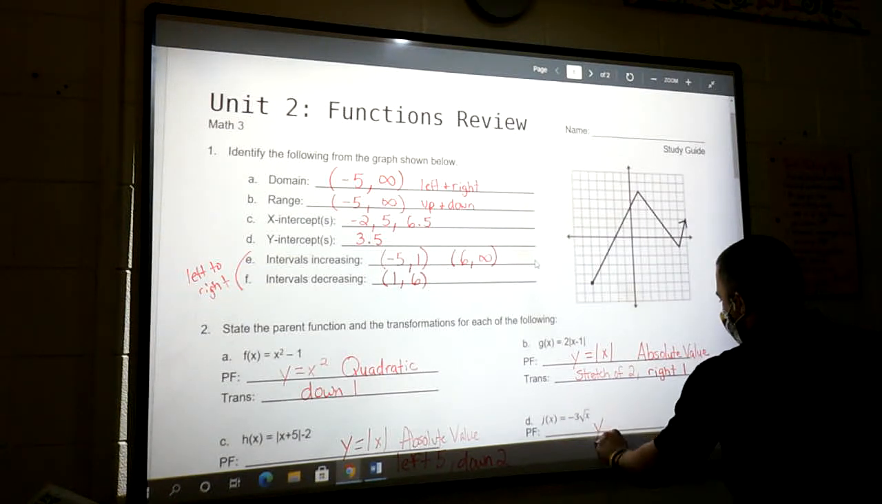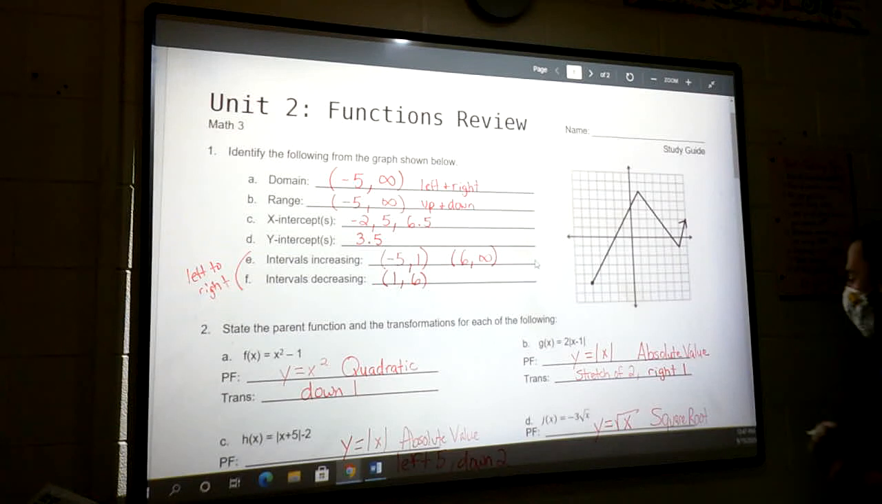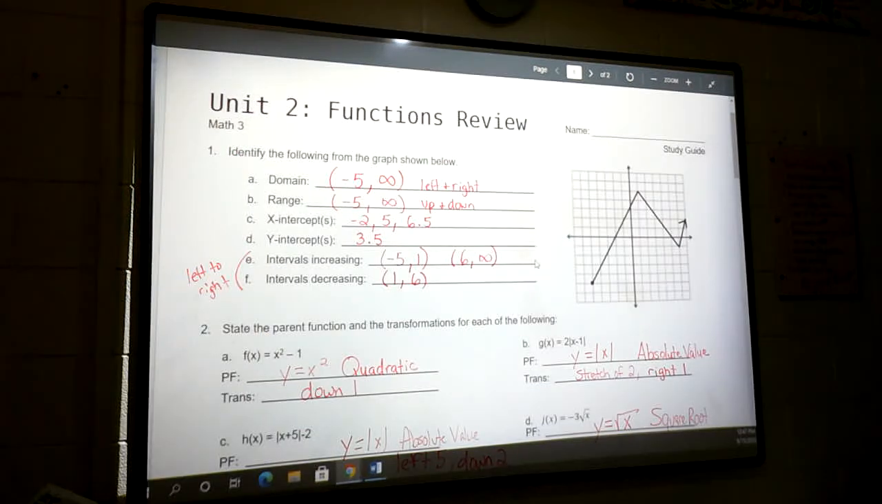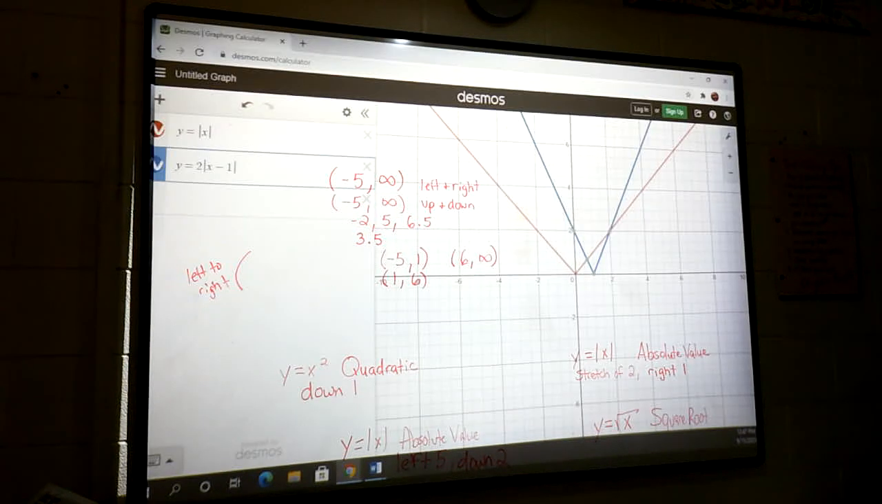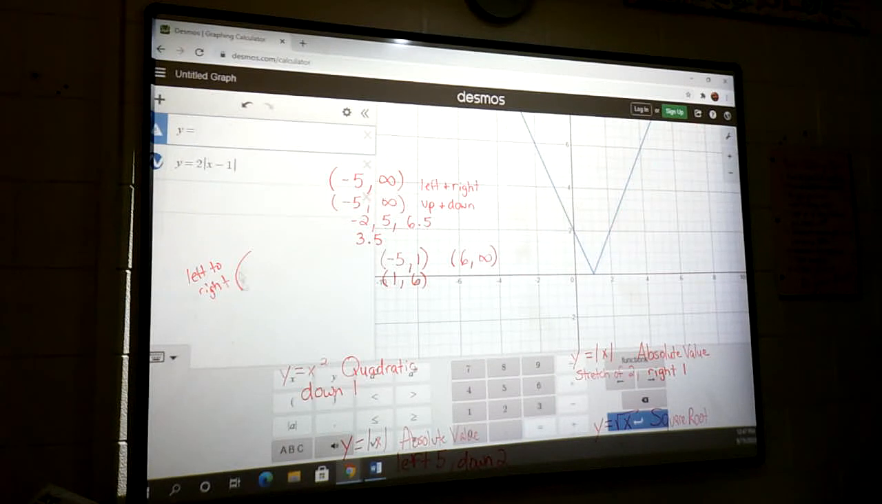So then we go to D. This is going to be just the square root of x. Okay? And that's called a square root function. So that's a square root function. That's the parent function. So we want to see what changes to get from the square root of x to -3 square root of x. So I'm going to show you again on the graph just so we see it. So square root of x, if you want the square root, it's right here. So square root of x.